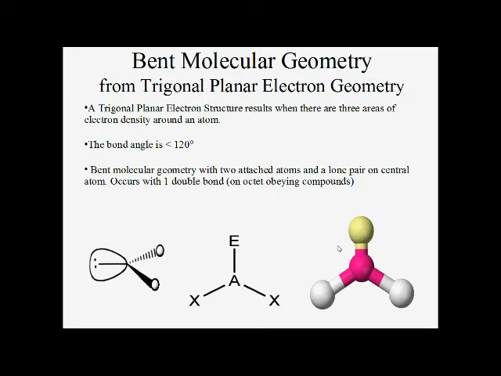The lone pair is more repulsive than a bonding pair. So this bond angle on the bottom shrinks a little bit. So it'll be a little bit less than 120 degrees, whereas the trigonal planar electron geometry would be 120 all the way around. The bent molecular geometry is going to be a little bit less than 120 degrees.